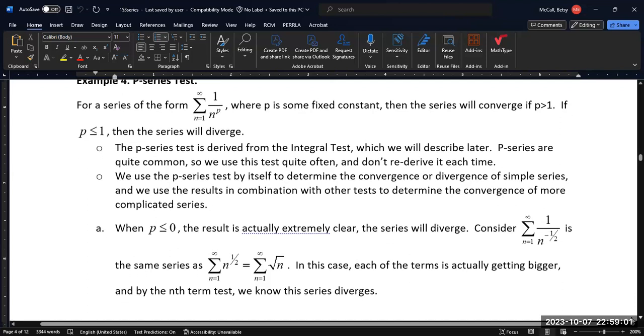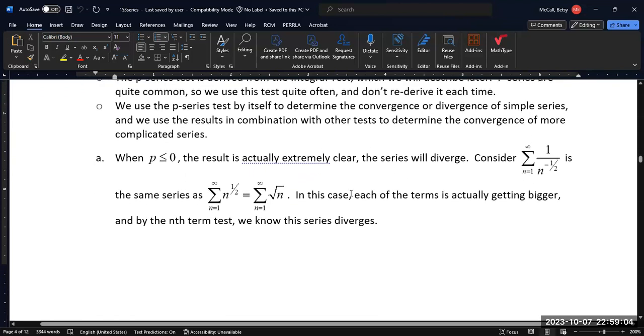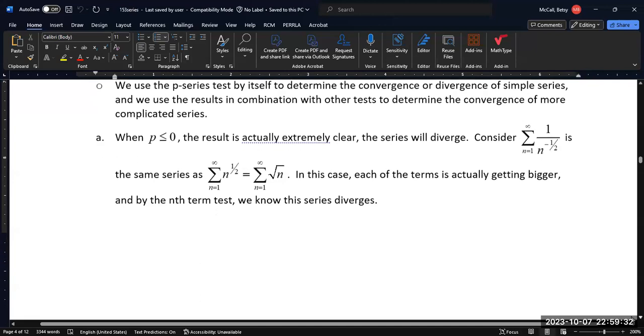So let's just look at an example here. Here, you don't even actually have to use the p-series test for this. 1 over n to the negative 1/2 is equivalent to the square root of n. And it is very easy to see that the terms are getting larger, and so this will diverge. We could use the nth term test for this, or we can just say, okay, this power of n in the denominator is less than or equal to 1, and therefore it will diverge.